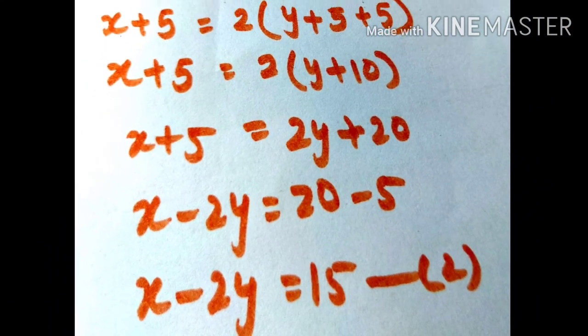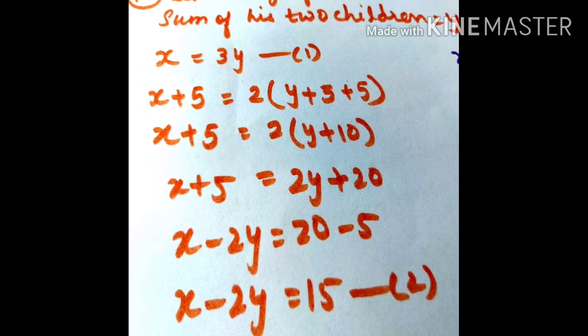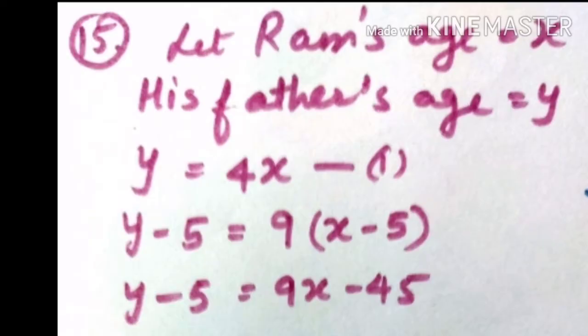Now the next question, we'll see question number 15. Ram's father is 4 times as old as Ram. So first of all, from the first line, what we have to suppose: let Ram's age be x and his father's age be y. Because here two persons we are comparing and we have a relation between them, Ram's father and Ram. So let Ram's age be x and his father's age y.